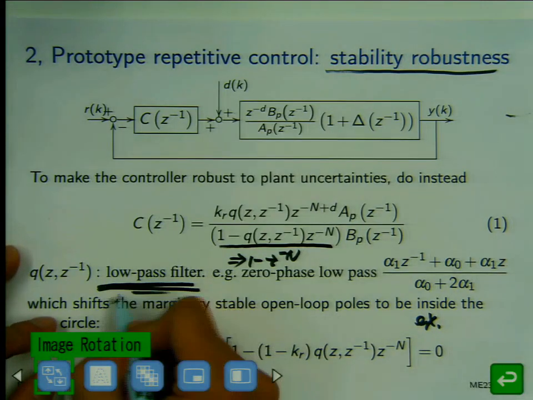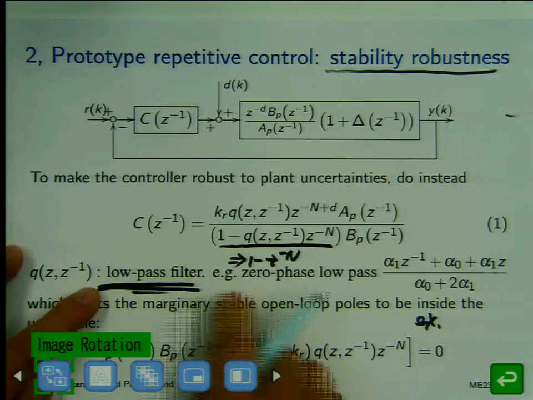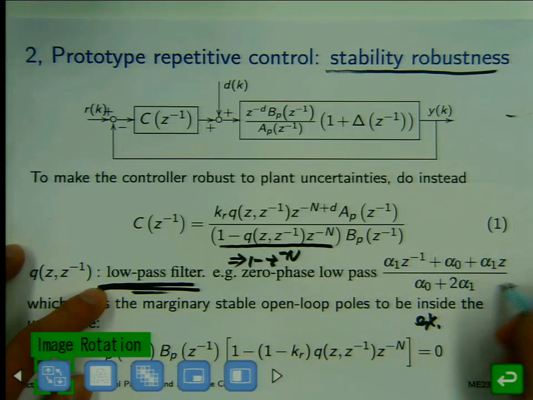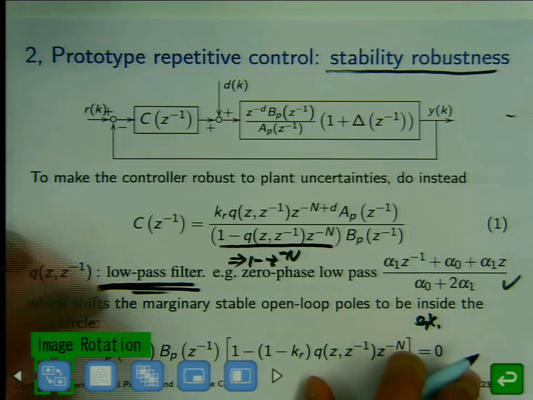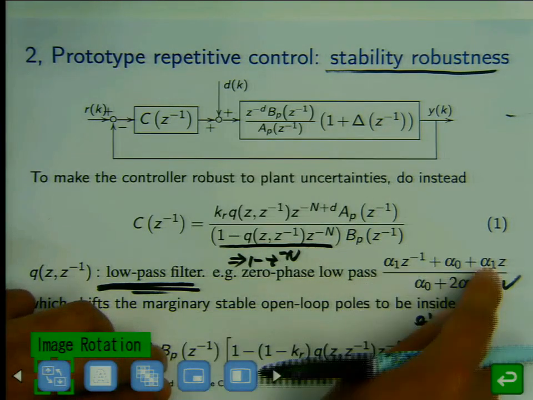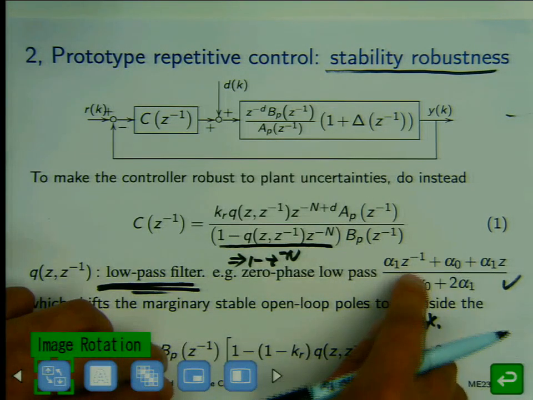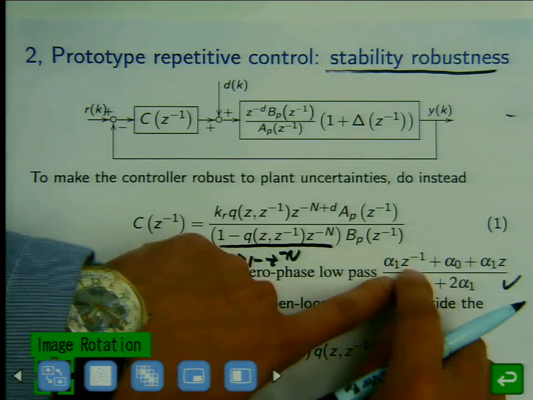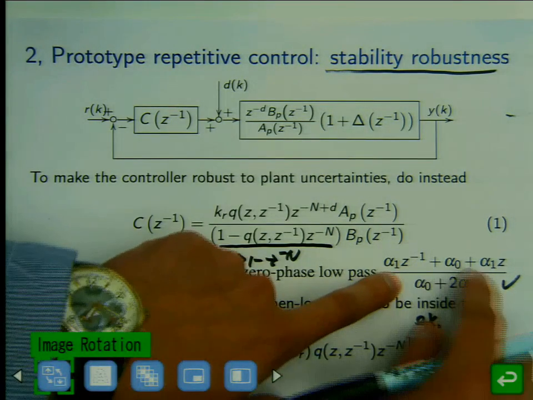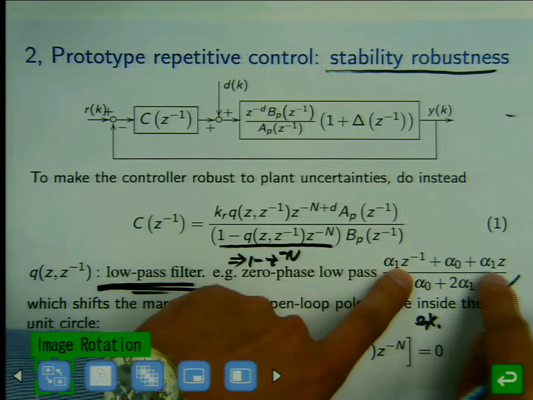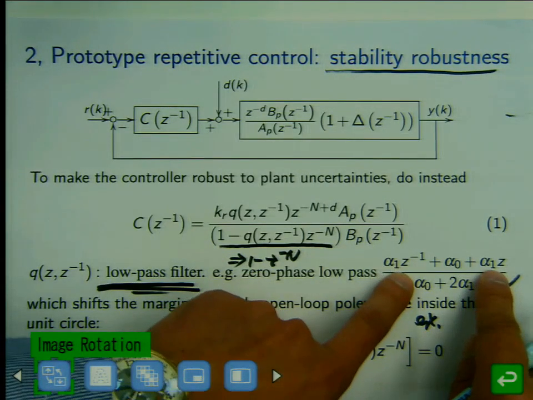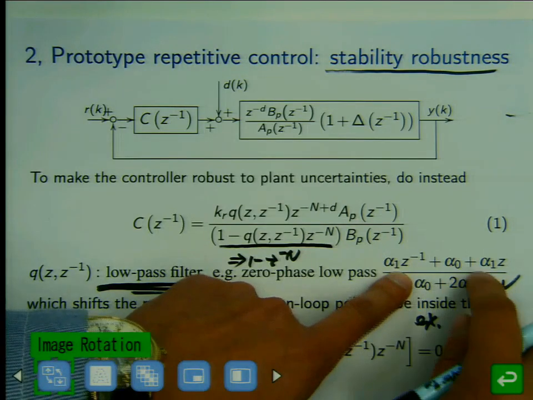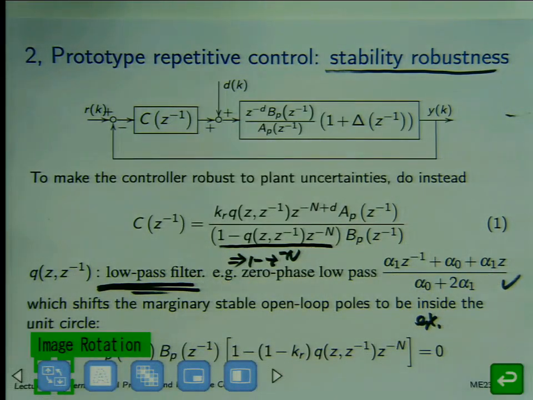Okay, so some more details. Low-pass filter. There are a lot of low-pass filter designs. One particular case is to use this structure, a zero-phase low-pass filter. It's zero-phase because of what we learned last time. If you look at this z and z inverse, they are complex conjugates of each other. So when these two terms add up together, their phases cancel, and all these other terms are real, so they have zero phase.